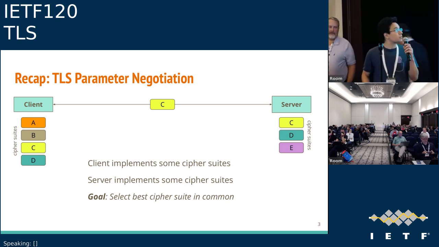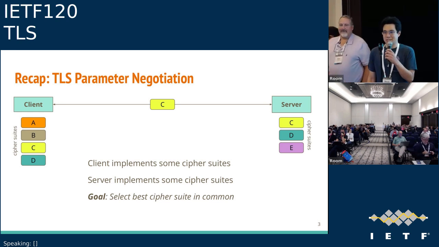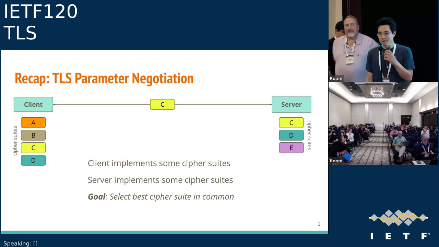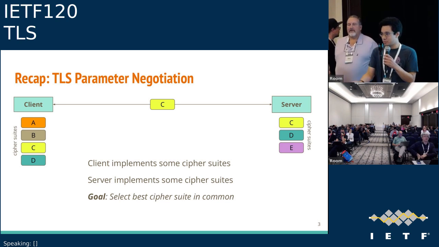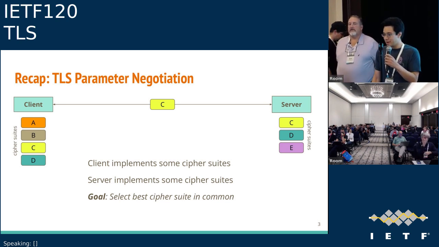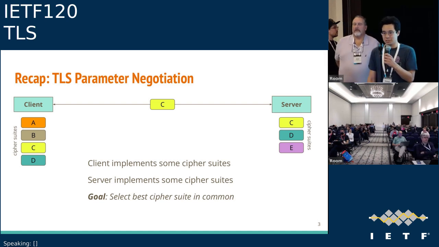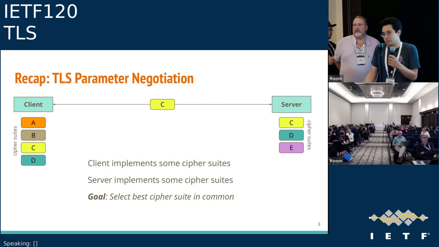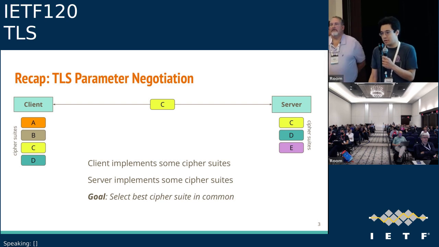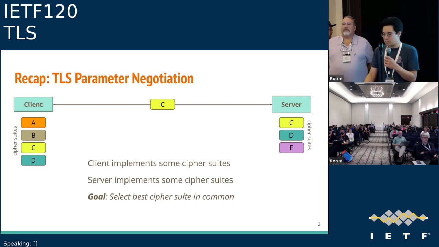All right. So we call this trust anchor negotiation. And what in the world does that mean? So as a brief recap to a problem that I'm sure many of you are familiar with, TLS has lots of parameter negotiation steps, such as cipher suite negotiation. And the problem here is the client implements some set of cipher suites, the server implements some other set of cipher suites, and our goal is to find a cipher suite that they both have in common. And this happens again with curves and basically every other TLS feature.